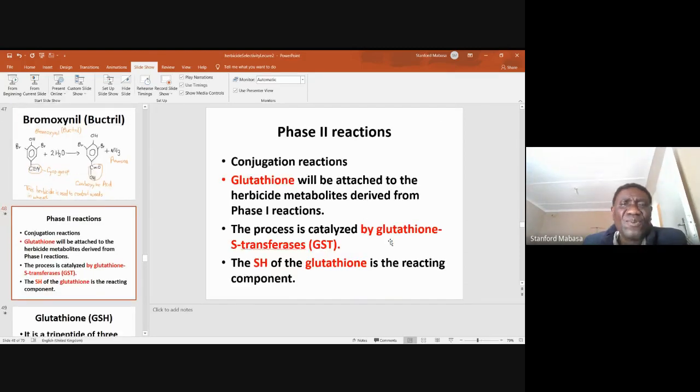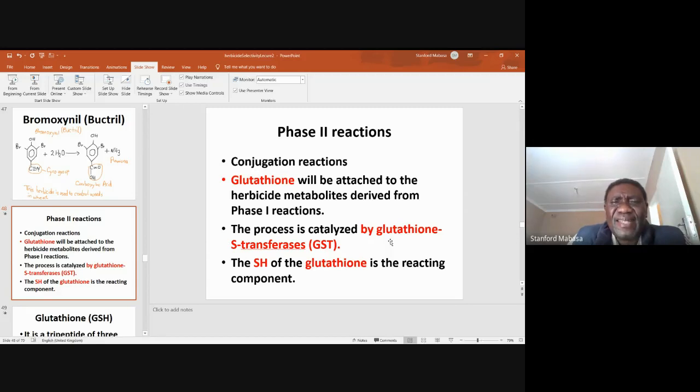Now we move on to phase 2 reactions. It has been a long journey in phase 1. Now in phase 2, we are talking of conjugation reactions. One of the most important detoxifying molecules which can result in selectivity is known as glutathione.